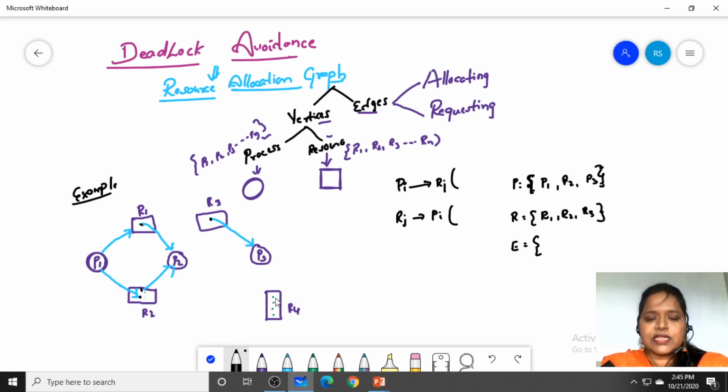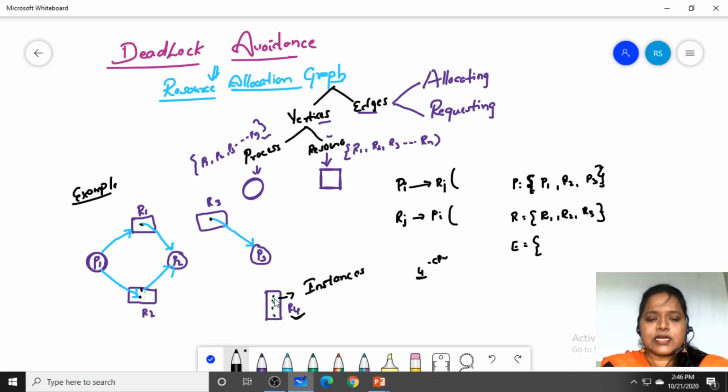Here if you have seen these diagrams, you are going to find the dots. Those dots we call instances. What do you mean by an instance? Suppose we are having 4 CPUs. So that R4 is having 4 CPUs. That means 4 instances of CPUs are going to be handled with the resource R4.